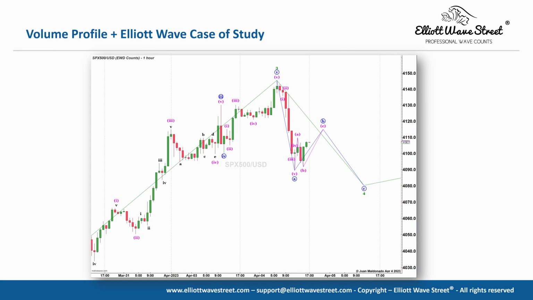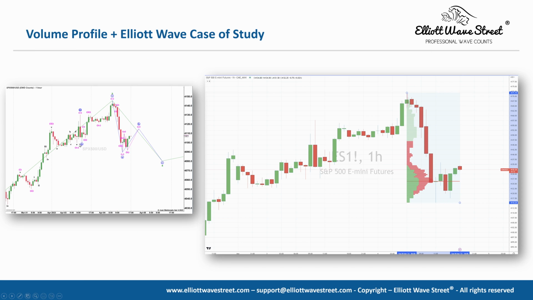Now, let's bring the tool. And here we have the wave count. And here we have the profile, right? So you can see that, as we were mentioning, that area right here is where we have the point of control. Easy, because the price is sideways, right?